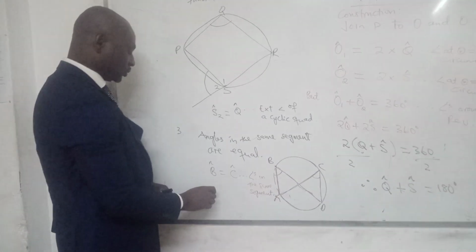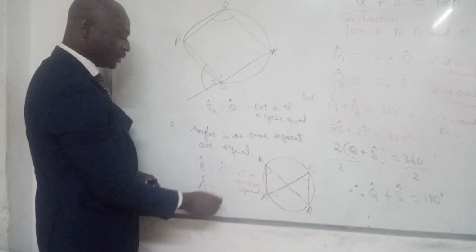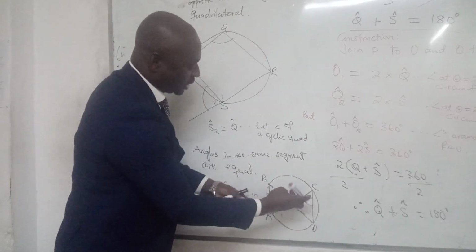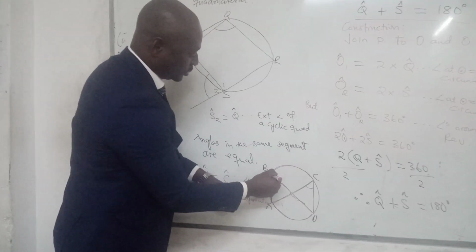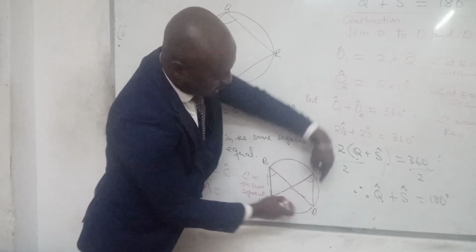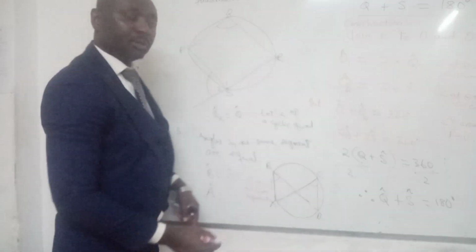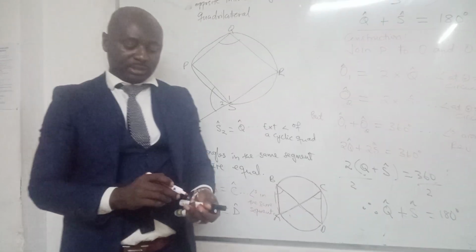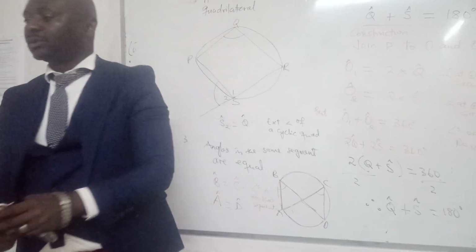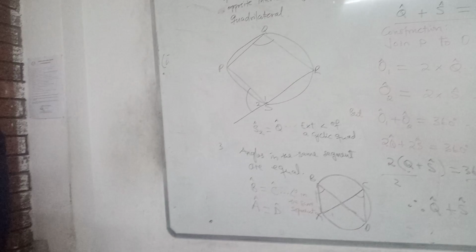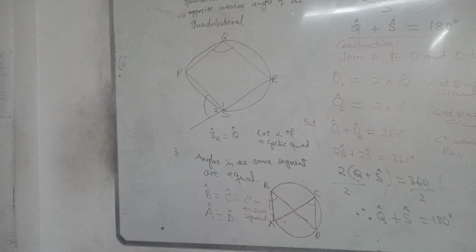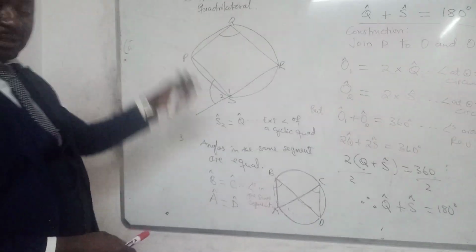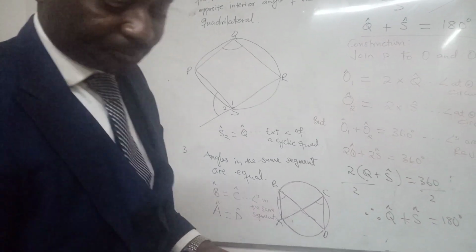So angle A is also equal to which angle? If I'm using this arc here on top, it takes me to D, it takes me to A. So angle A is equal to angle D, same reason: angles in the same segment or angles obtained by the same arc. So that's what we have for cyclic quadrilateral. There are three reasons.